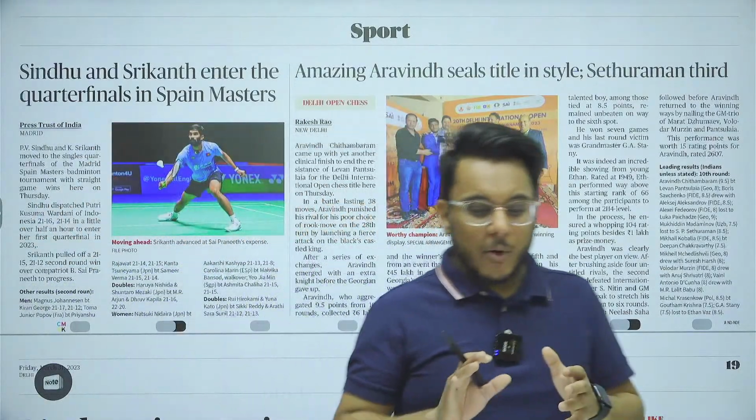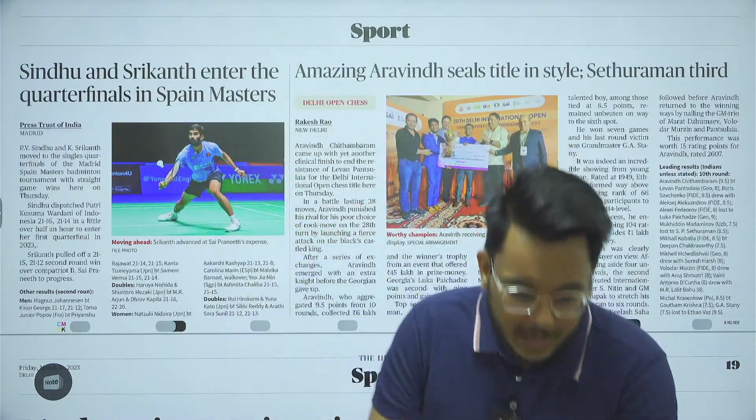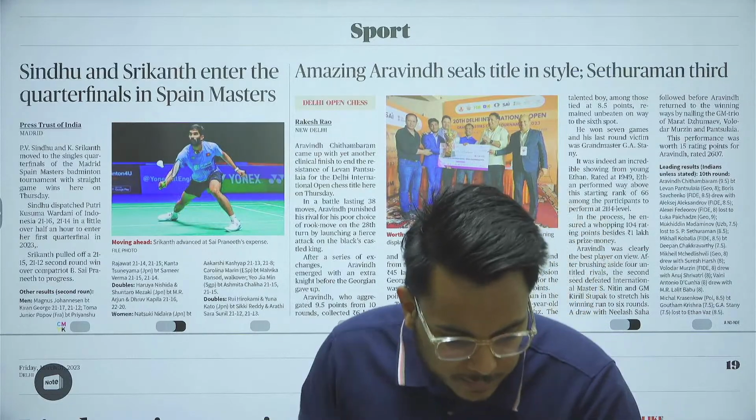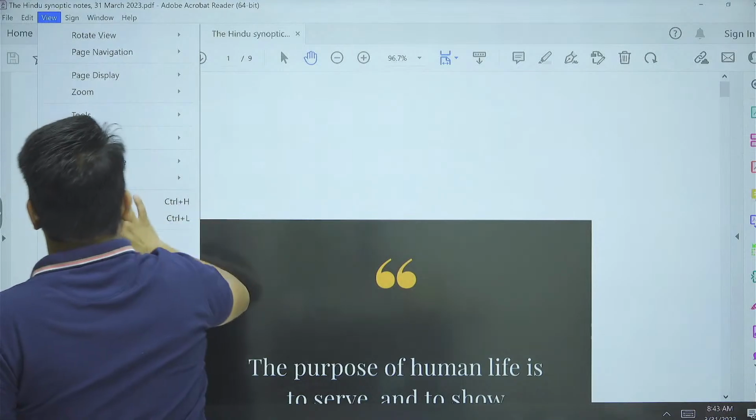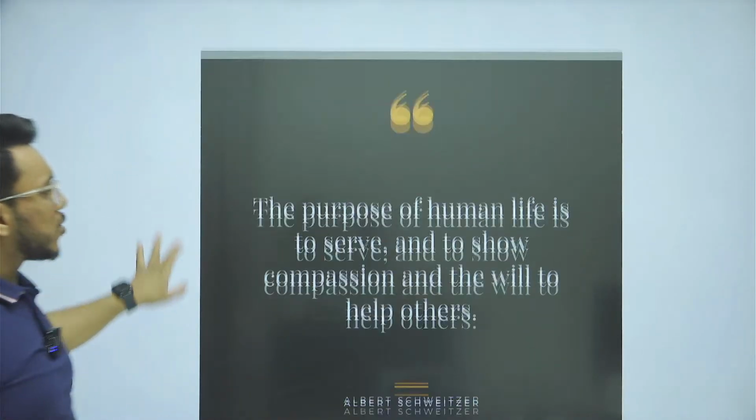So this is, guys, all about this particular newspaper overview. And now let's discuss all the relevant articles one by one in detail. Then further moving on. So let's start with the GS quotation for today.